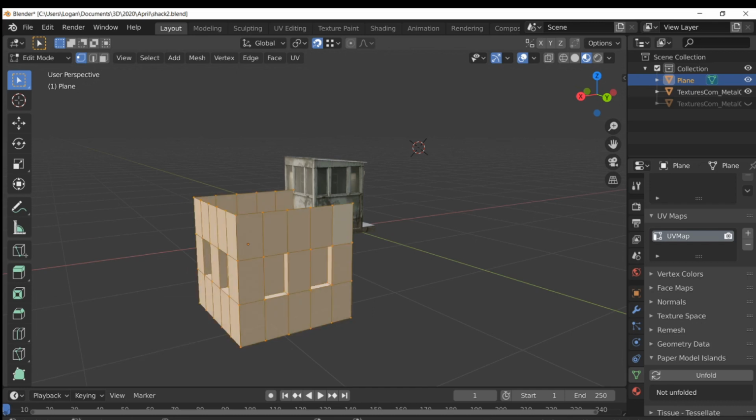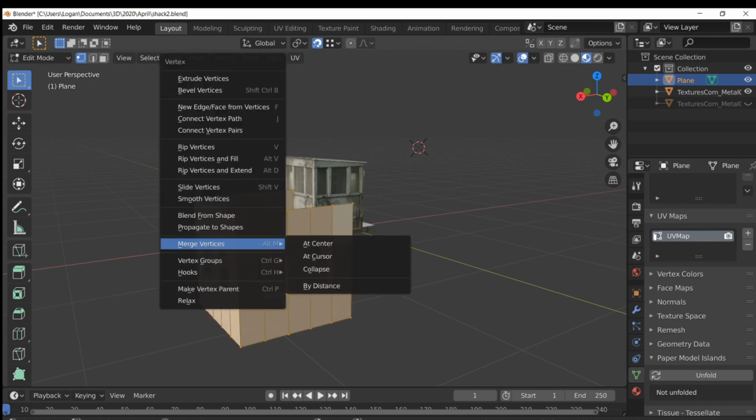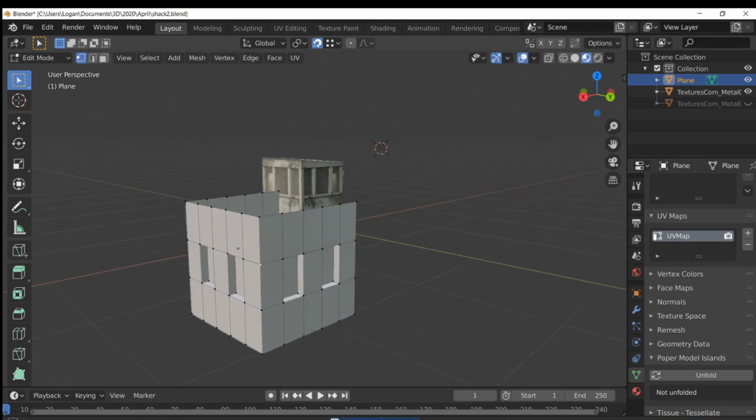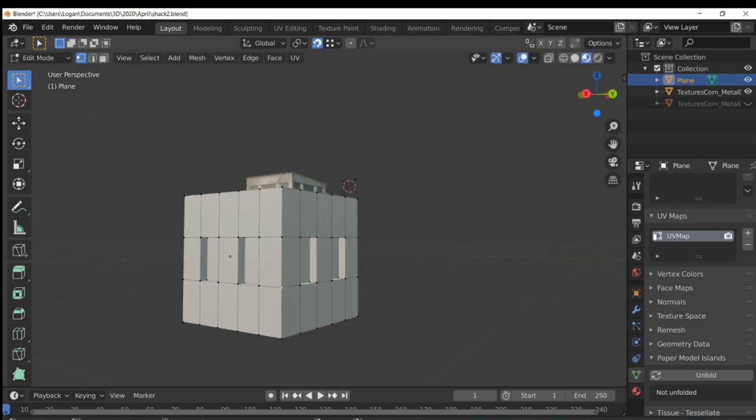If you turn on auto merge, then when two vertices come together, they merge into one, but I don't have that on, so I can just merge by distance, and voila, three walls attached together. So yeah, I think that's useful.